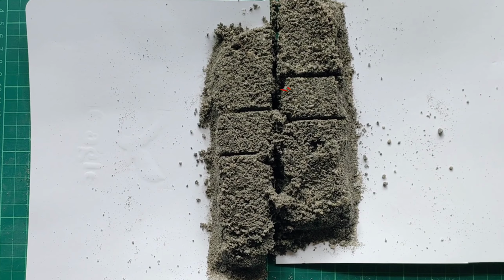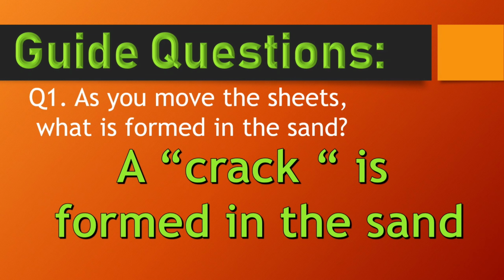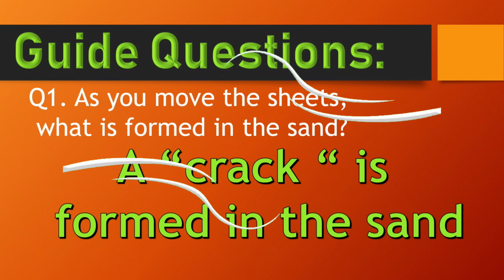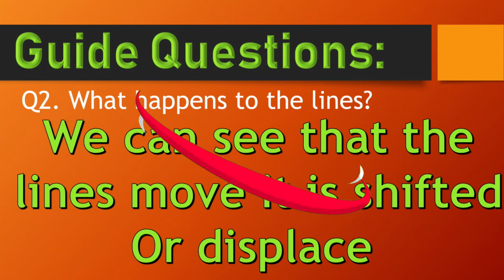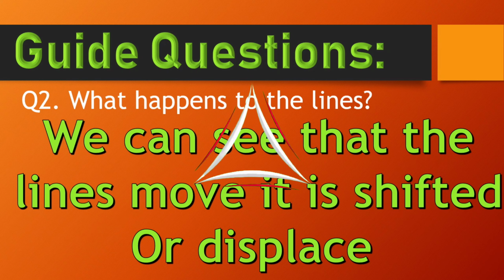Guide questions. Question 1. As you move the sheets, what is formed in the sand? A crack is formed on the sand. Question number 2. What happens to the lines? We can see that the lines move. It's shifted or displaced.